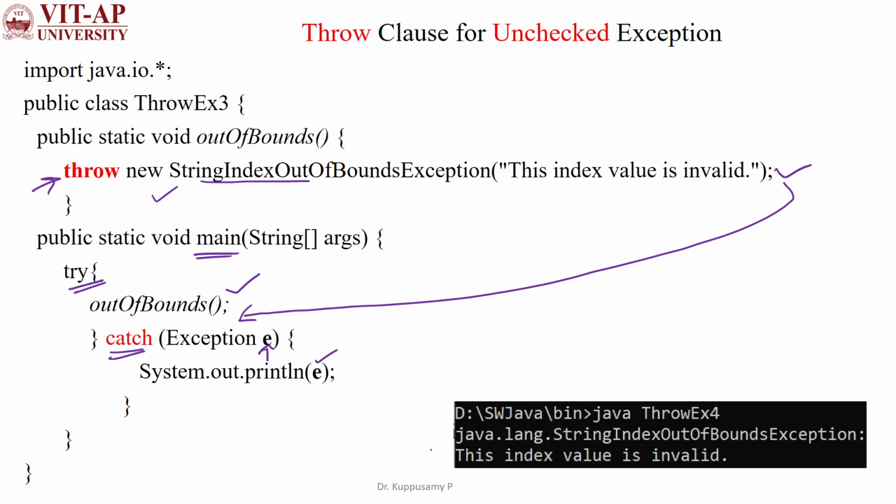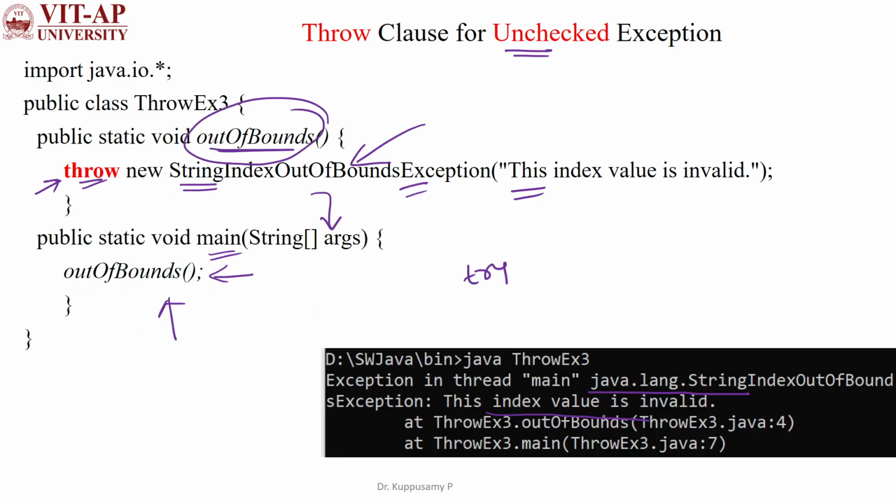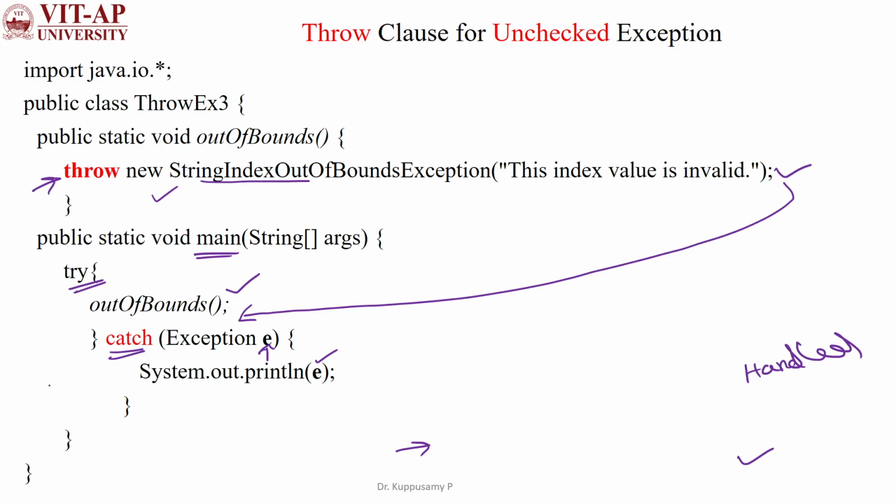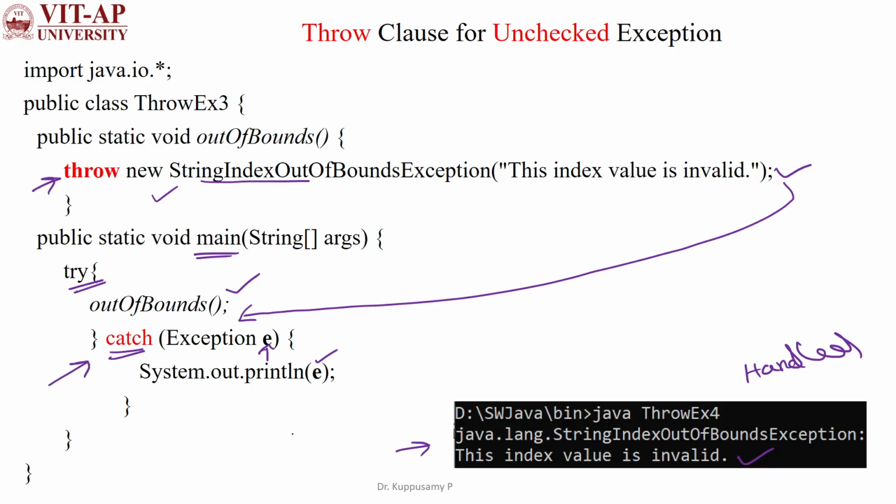So here you see java.lang.StringIndexOutOfBoundsException, the string index value is invalid, it is handled now. That exception is handled, right? But in the previous example we were not able to handle the exception, because we did not use the catch clause to handle that exception. Here we are using the catch clause to handle that exception. That is the difference between the previous example and this example.